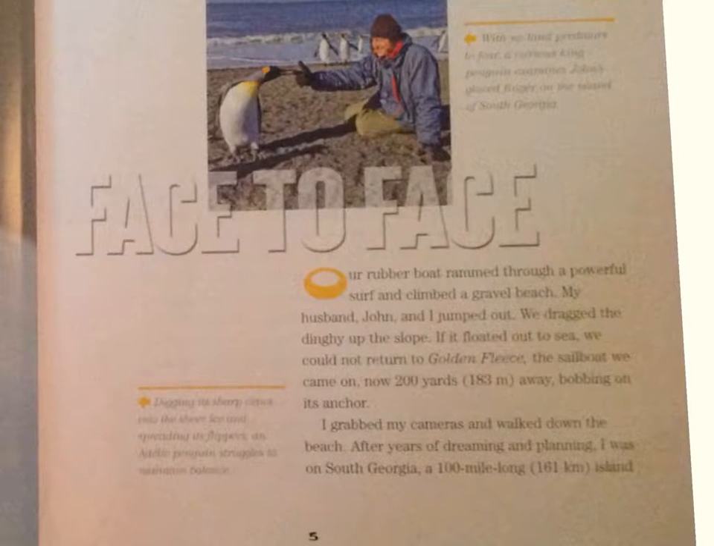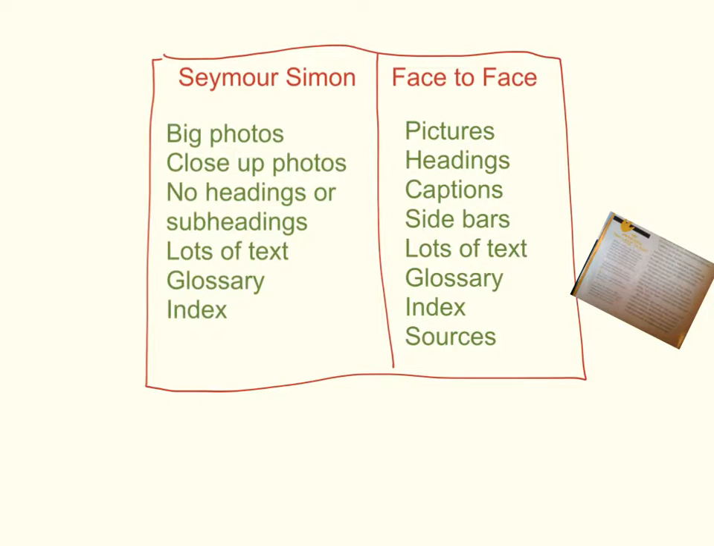Again, readers, think for a moment about what this page contains. What are the text features that are included? What are the things that you notice are missing? Go ahead and share with your reading partner the differences you noticed between the Face-to-Face book and the Seymour Simon book. Readers, I made a chart showing the things that are in the Seymour Simon and the Face-to-Face book.